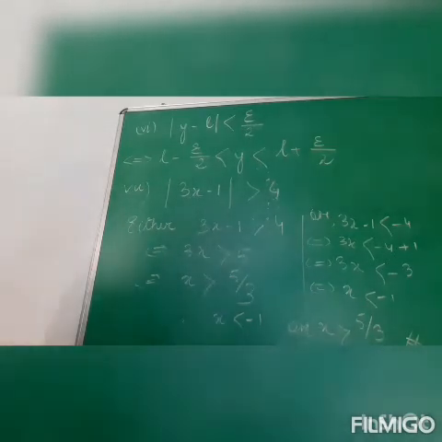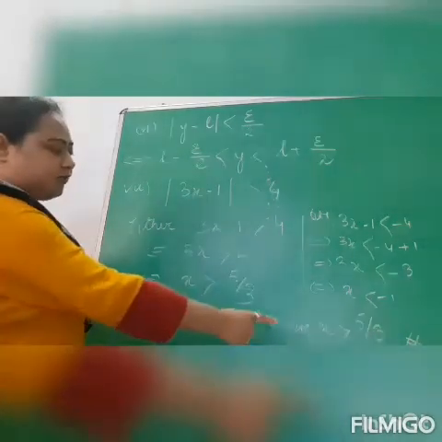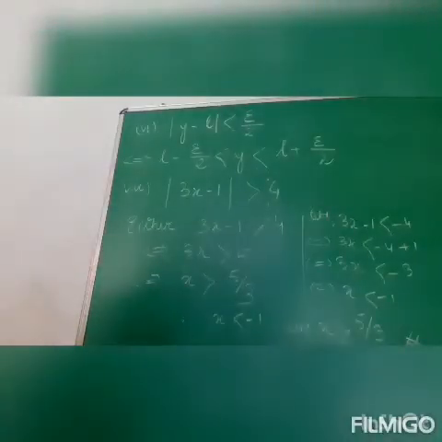Again from the properties we get two cases, that is thrice x minus 1 greater than 4 and it is less than minus 4. In both the cases you see, thrice x will be greater than 5 in the first case. So x will be greater than 5 by 3. Next one, thrice x will be less than minus 3. So x will be less than minus 1. So value of x will be x is less than minus 1 or x is greater than 5 by 3.